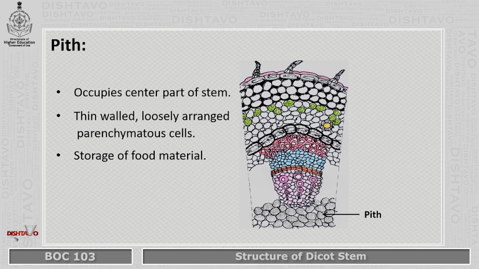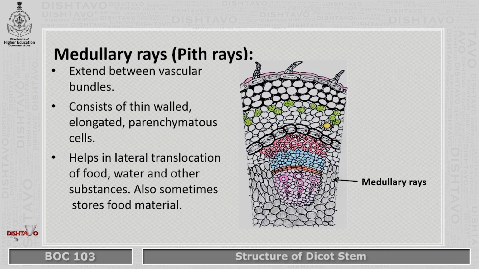Next layer is pith. It occupies the center part of stem. It consists of thin-walled, loosely arranged parenchymatous cells. It performs the role of storage of food material. The next layer is medullary rays. We call it sometimes pith rays also. It extends between vascular bundles. Consists of thin-walled, elongated parenchymatous cells and helps in lateral translocation of food, water and other substances. Also sometimes stores food material.